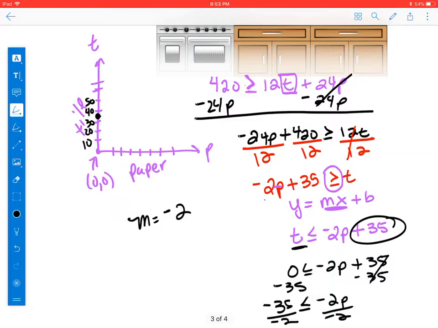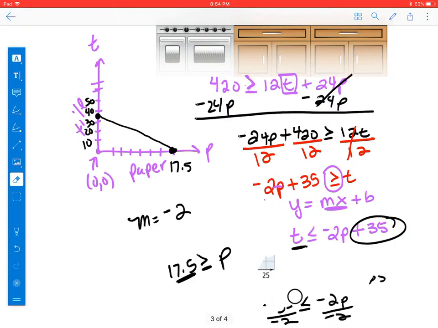Negative 35 divided by negative 2 will give us positive 17.5, and because we're dividing by a negative number, the inequality flips, so greater than or equal to, a value of p. So that means that my p value is 17.5. So somewhere over here is going to be the coordinate point 17.5, and that's how I'm going to graph it. Now it's going to be a solid line, because it is going to be greater than or equal to.